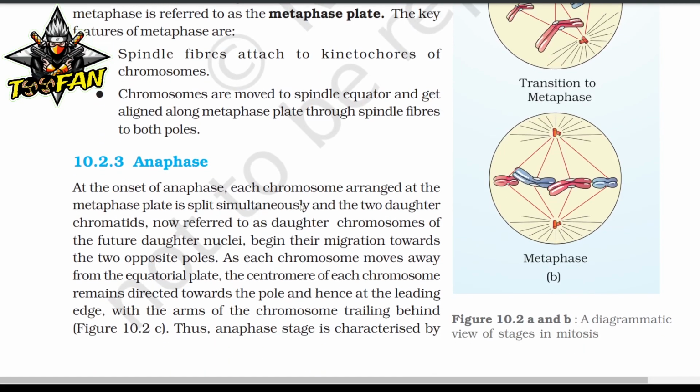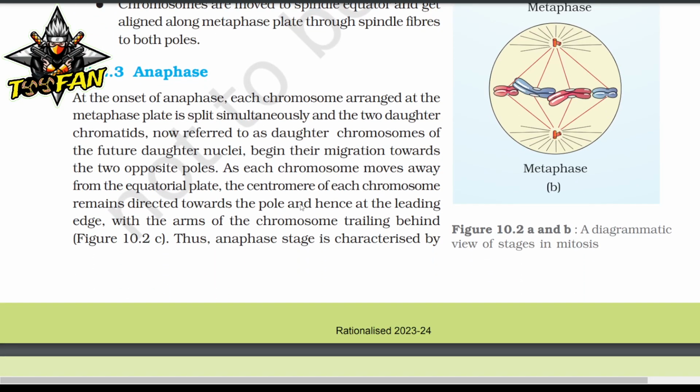Now, anaphase. At the onset of anaphase, each chromosome arranged at the metaphase plate is split simultaneously, and the 2 daughter chromatids, now referred to as the daughter chromosomes of the future daughter nuclei, begin their migration towards the 2 opposite poles. As each chromosome moves away from the equatorial plate, the centromere of each chromosome remains directed towards the pole and hence at the leading edge, with the arms of the chromosomes trailing behind.